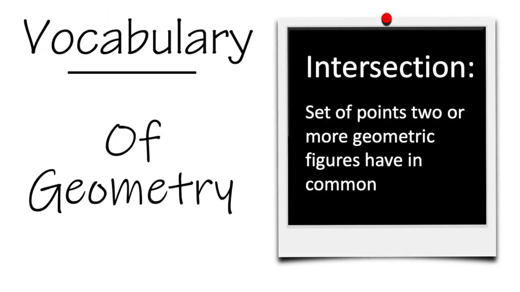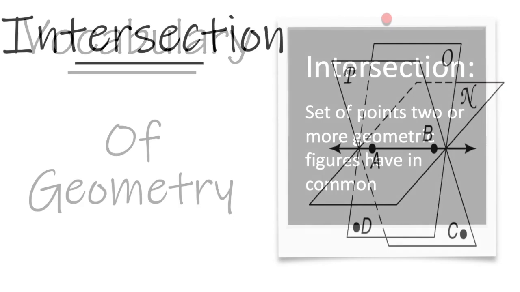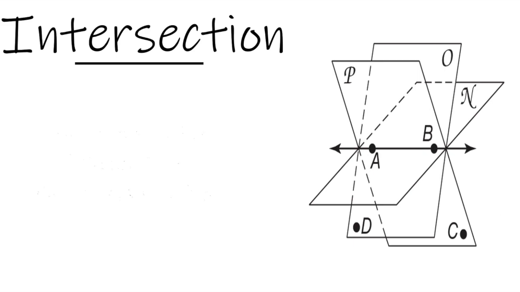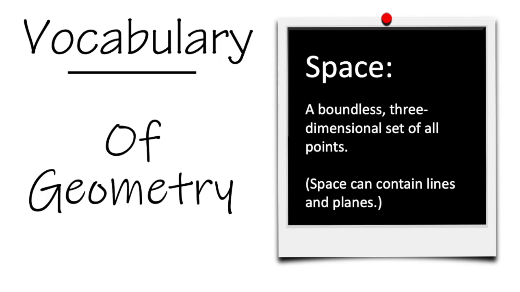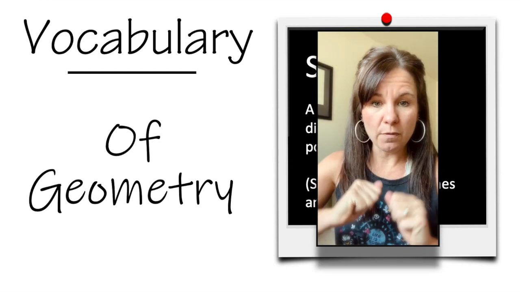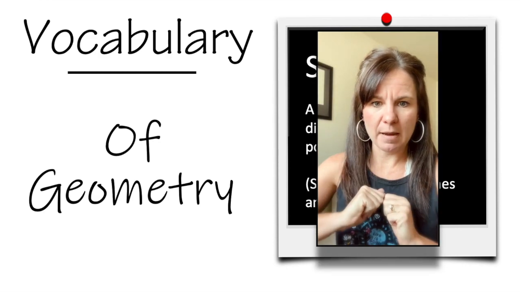Next is intersection, which is a set of points that 2 or more geometric figures have in common. So when 2 things come together, two or more geometric figures, where they come together is the intersection. For example, if we have plane P and plane N and they come together, their intersection is line AB. Okay? Then space. A boundless 3-dimensional set of all points. Space can contain lines and planes and points and all kinds of fun things. That's the overview of your initial geometry vocabulary lesson.